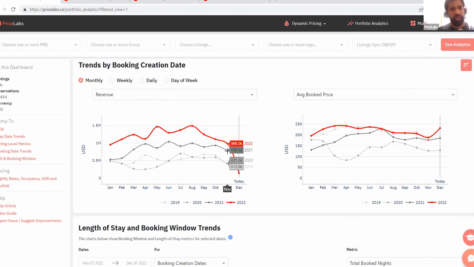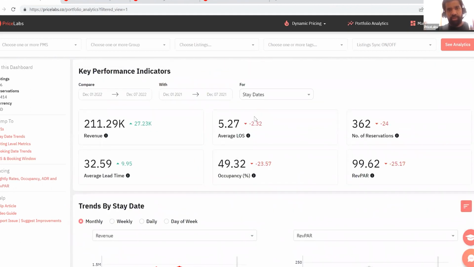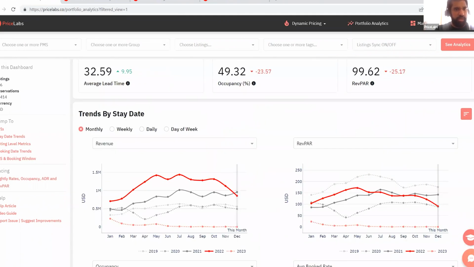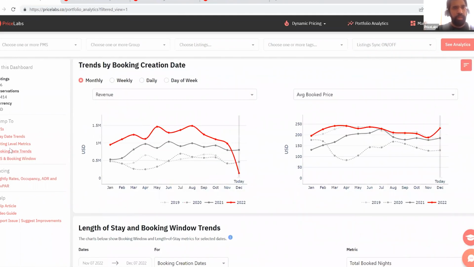Am I going too fast? Am I going too slow? You can try to maybe make a little bit of sense of that. So that's use case one, where you're trying to compare your historical performance against another historical period, right? So you can quickly see it via KPIs, by trends by stay date, and by booking date creation.